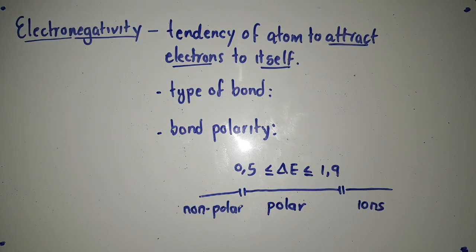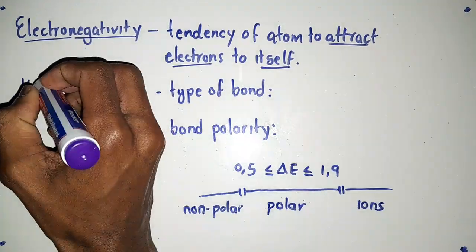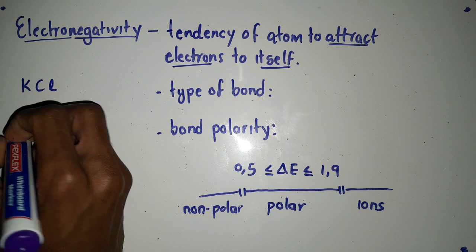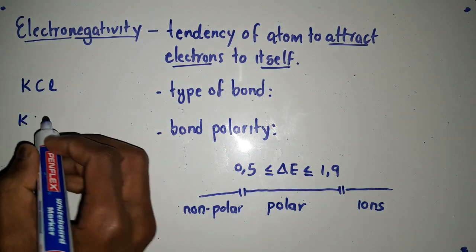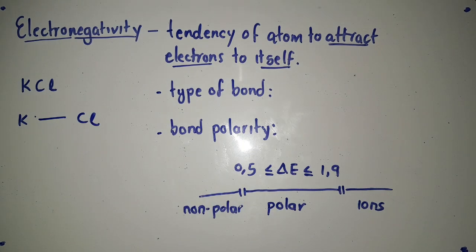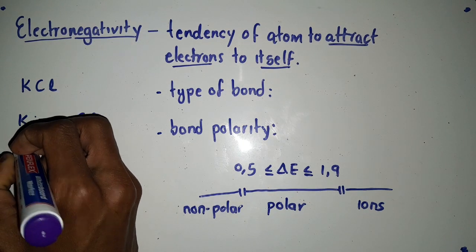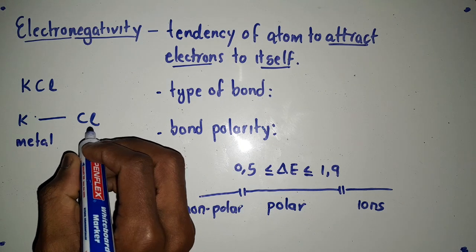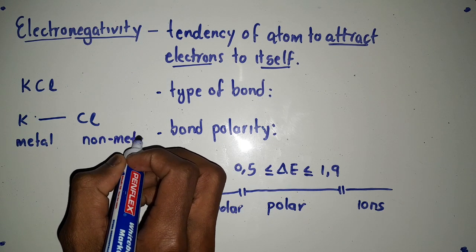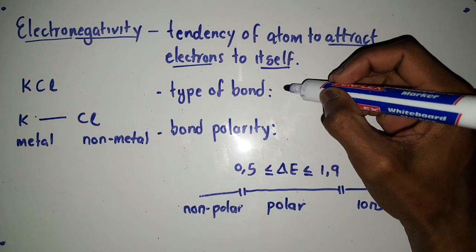Let us try this one. Suppose we have KCl, we have potassium like this and chlorine like this. Do you understand? Then we know that this one is a metal, this one is a non-metal. If we take a metal together with a non-metal, we get an ionic bonding.